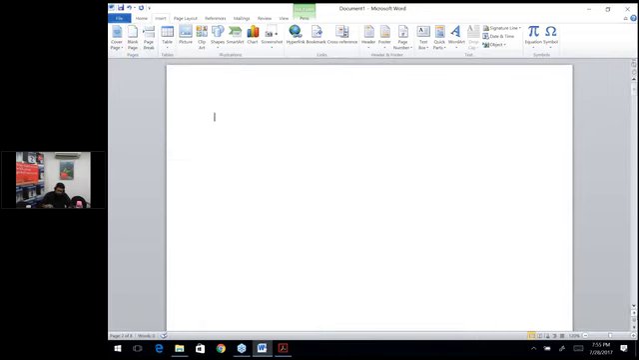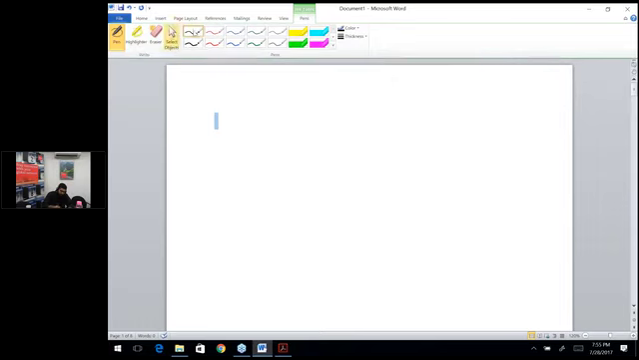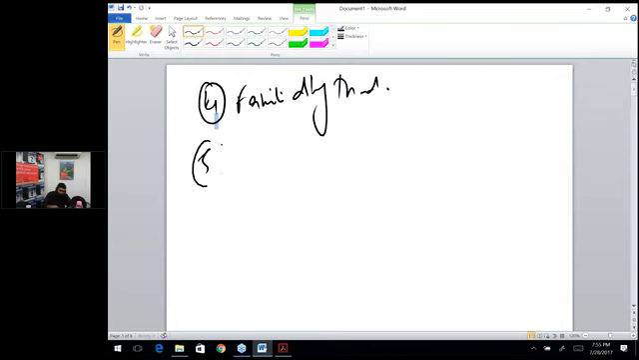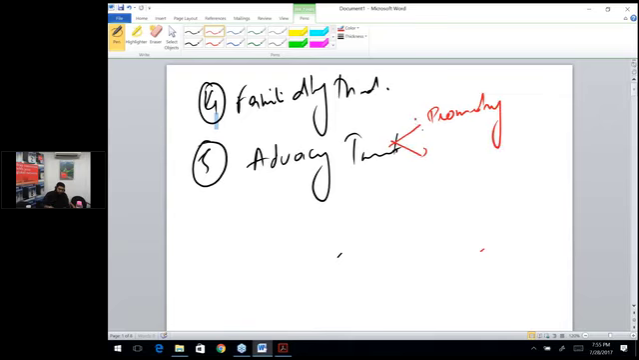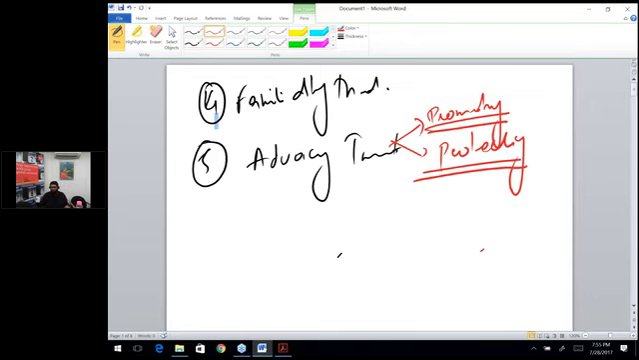Then another ethical threat is the familiarity threat, and the 5th one is the advocacy threat. So what is the familiarity threat? Familiarity threat is basically when you and the client have known each other for a long period of time, or if you have any relationship which would affect your independence, that also gives rise to the familiarity threat. And the advocacy threat is about promoting or protecting a client. That's what is considered to be the advocacy threat.